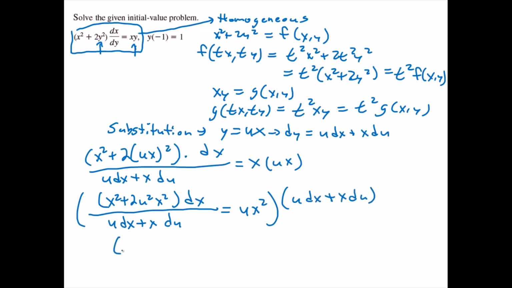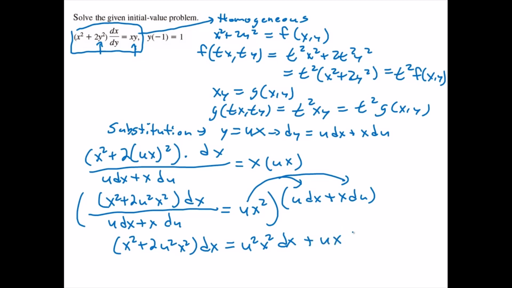When we do that, we'll wind up with the quantity x squared plus 2u squared x squared times dx equals, and when we multiply by distributing, ux squared times u dx will be u squared x squared dx, and ux squared times x du will be ux cubed du. So this is the equation that we have, and now we'll try to simplify this a bit.